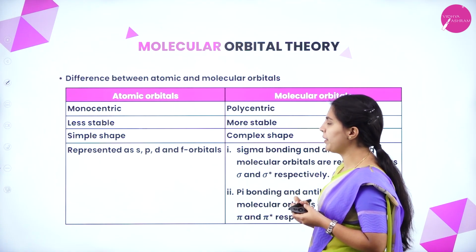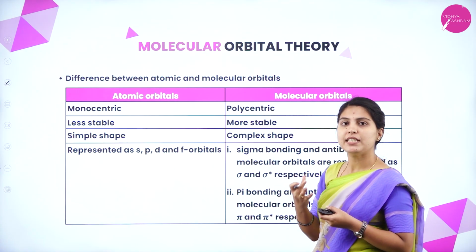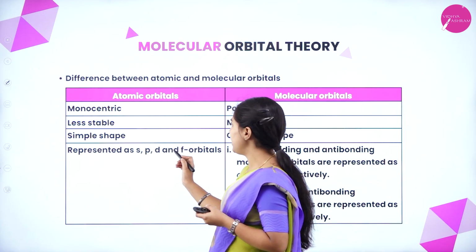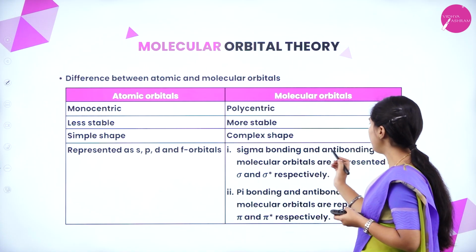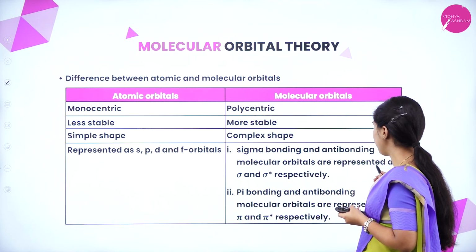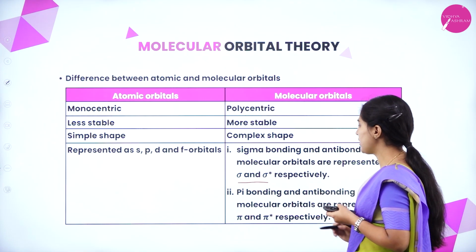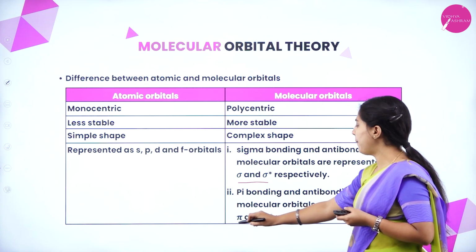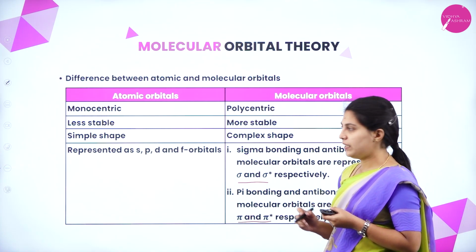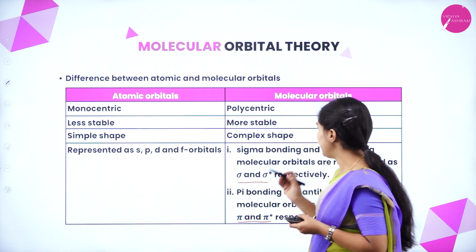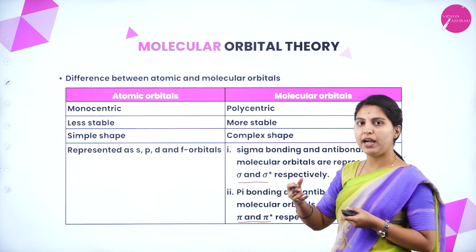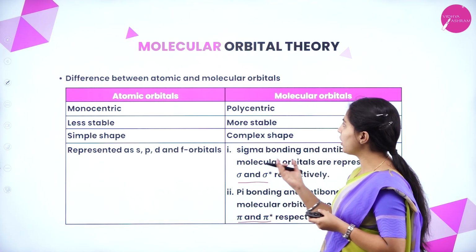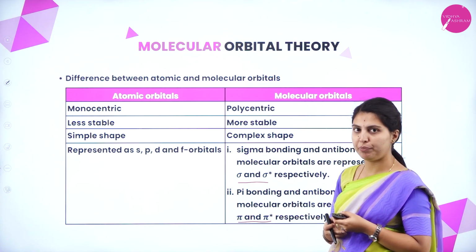Atomic orbitals have simple shapes, but molecular orbitals have complex shapes. Atomic orbitals are represented by s, p, d and f orbitals. Sigma bonding and anti-bonding molecular orbitals are represented by sigma and sigma star. Pi bonding and anti-bonding molecular orbitals are represented by pi and pi star. For atomic orbitals we know s, p, d and f, but here the bonding will change to sigma and sigma star, pi and pi star. These are the major differences between atomic and molecular orbitals, very much important.